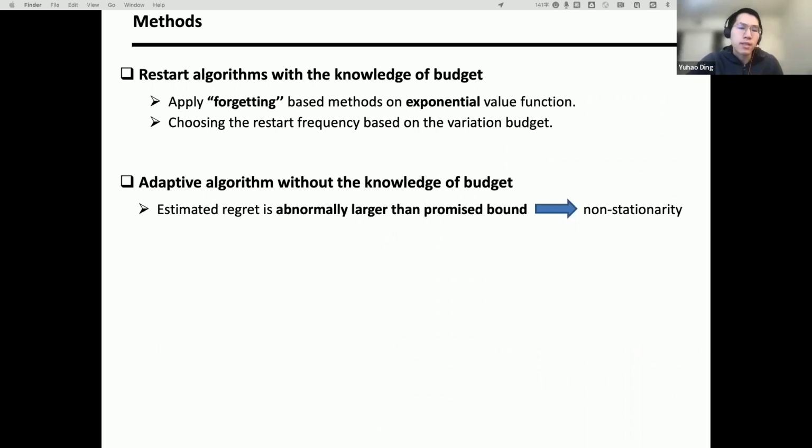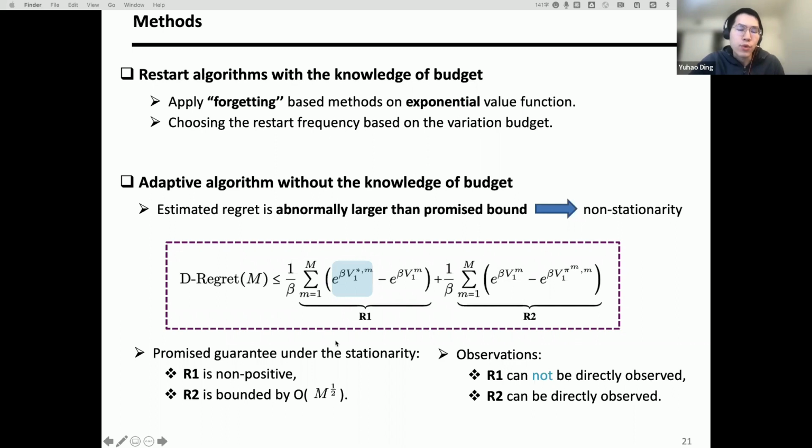Yeah. So in the scenario where this variation budget is unknown, what we want to do is design a non-stationarity detection mechanism based on the observed regret and the theoretically promised bound. For example, in the risk-sensitive RL, we can upper bound the dynamic regret by the following two terms. The first term measures the difference between the exponential of the optimal value and the exponential of our value estimation. And the second term measures the difference between the exponential of our value estimation and the exponential of the true value of the current policy.